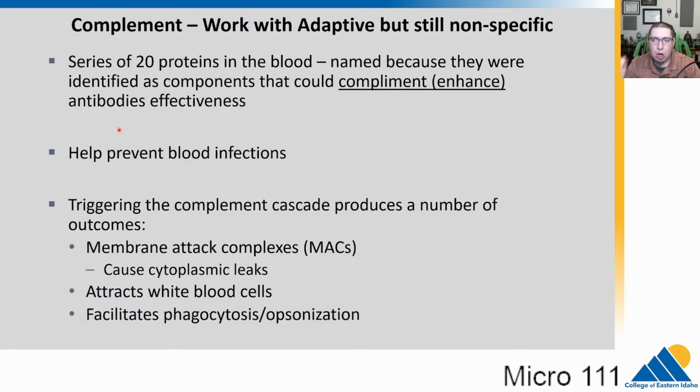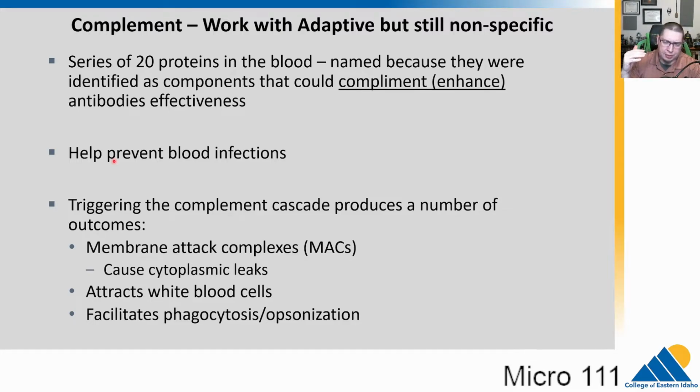And it was named complement because when people were first discovering what's in blood and things, they found that these proteins could help complement or enhance antibodies' effectiveness. So they knew antibodies worked, but complement helps increase the effectiveness of antibodies. Complement is technically non-specific, so it is grouped in with the innate system, but it brings in the adaptive system to help as well in some cases. And it's very critical in helping prevent blood infections.